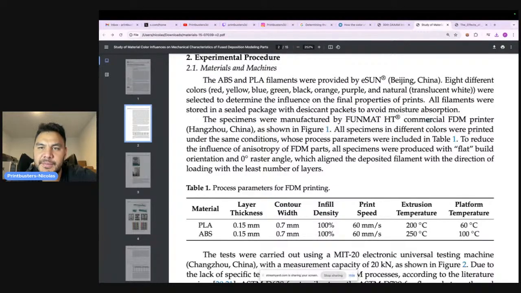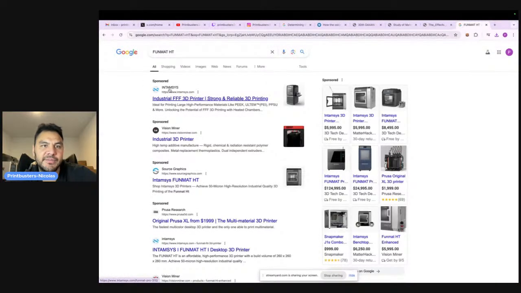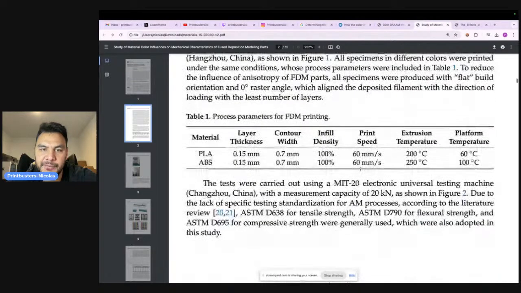Intensys, right? Is that Intensys? I think it's Intensys. Yeah, Intensys. Commercial FDM print, blah, blah, blah. All specimens in different colors were printed under the same condition, including time, to reduce the influence of anisotropy, blah, blah.